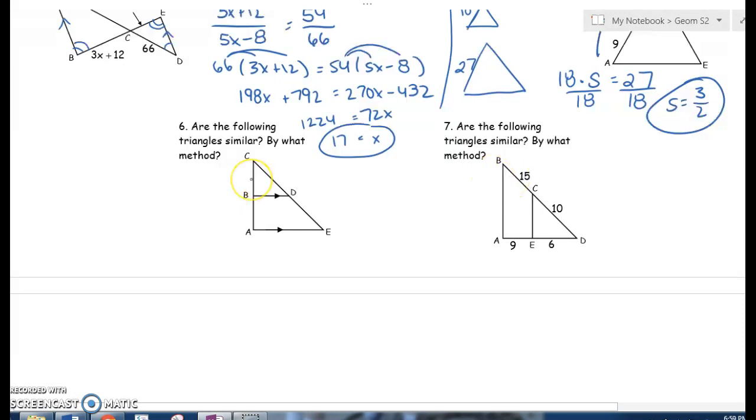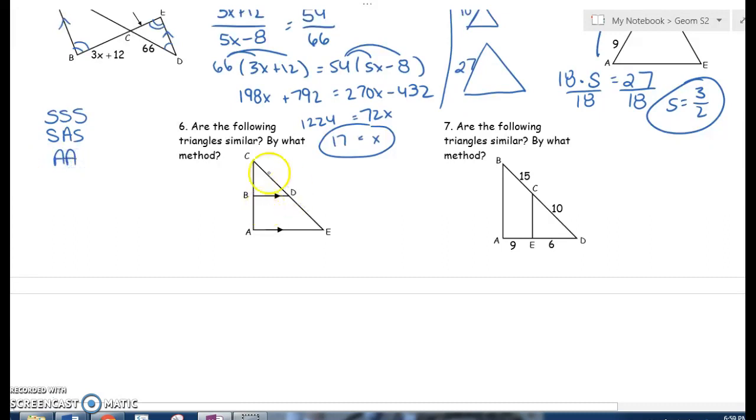And then there's a couple questions about, are the triangles similar and by what method? Remember, triangles can be similar in 3 ways. Side, side, side, where all 3 sets of sides are proportional, not equal. Side, angle, side, where 2 sets of sides are proportional and the included angle is equal. Or angle, angle, where you have 2 sets of angles congruent.